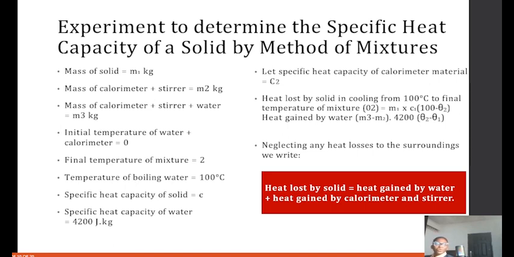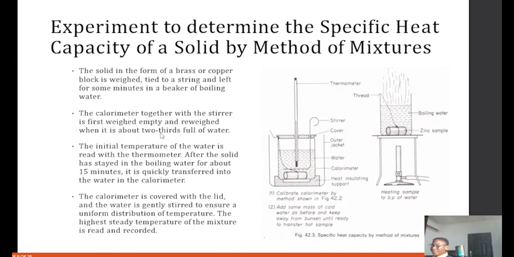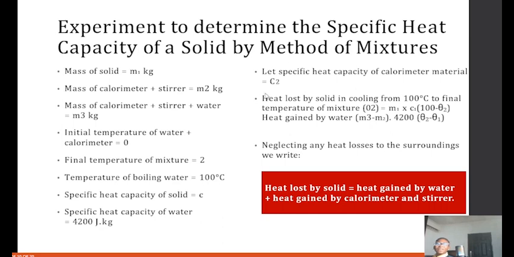So initial temperature of the water plus calorimeter is theta 1. Final temperature of the mixture will be theta 2. Don't forget that the solid's final temperature will be lesser, so it will be the new temperature minus the initial temperature. The temperature of the boiling water is 100 degrees Celsius. Specific heat capacity is C, and the specific heat capacity of water is 4,200 joules per kg. So let the specific heat capacity of the calorimeter material be C2.